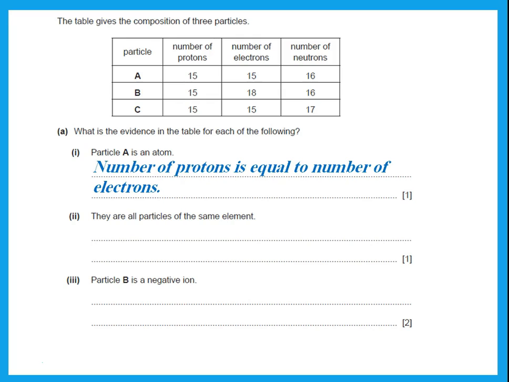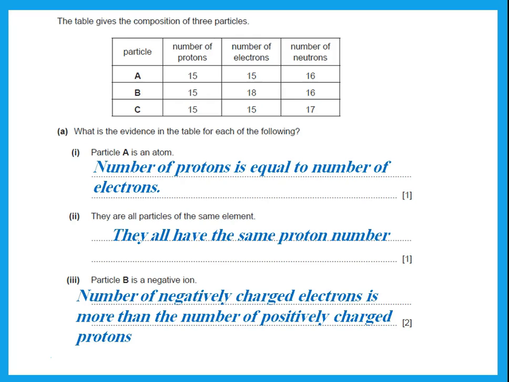Now, why would we say that they're all particles of the same element? Because they all have the same number of protons, or the same proton number. We said the proton number is the one that identifies the element. Particle B is a negative ion. Let's take a look at B. How do we know if something is a negative ion? It has more electrons than protons. So the number of negatively charged electrons is more than the number of positively charged protons.